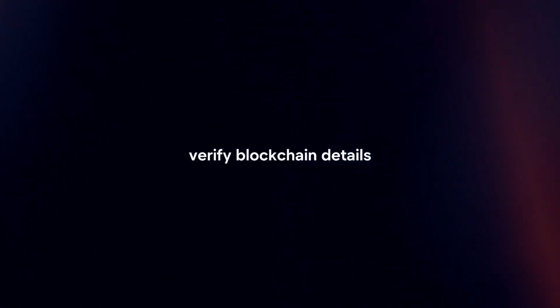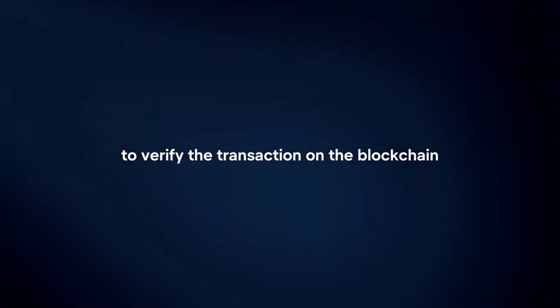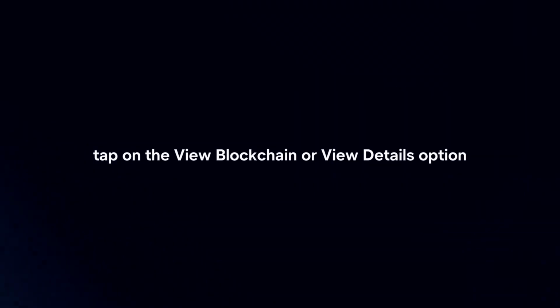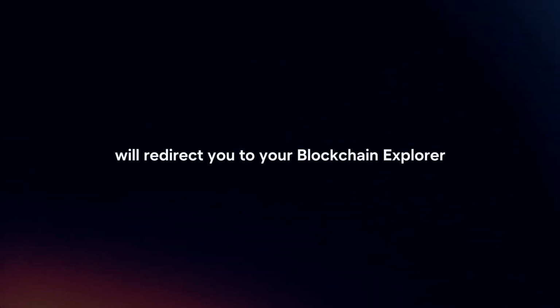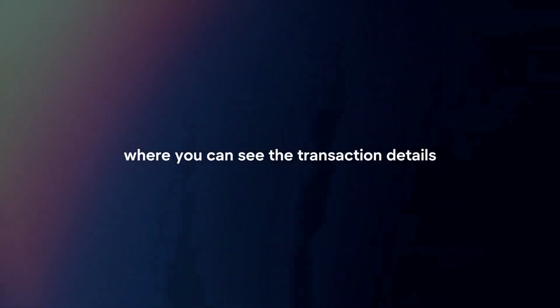Verify blockchain details. To verify the transaction on the blockchain, tap on the View Blockchain or View Details option, depending on the Cash App version. This section will redirect you to a blockchain explorer where you can see the transaction details on the Bitcoin network.